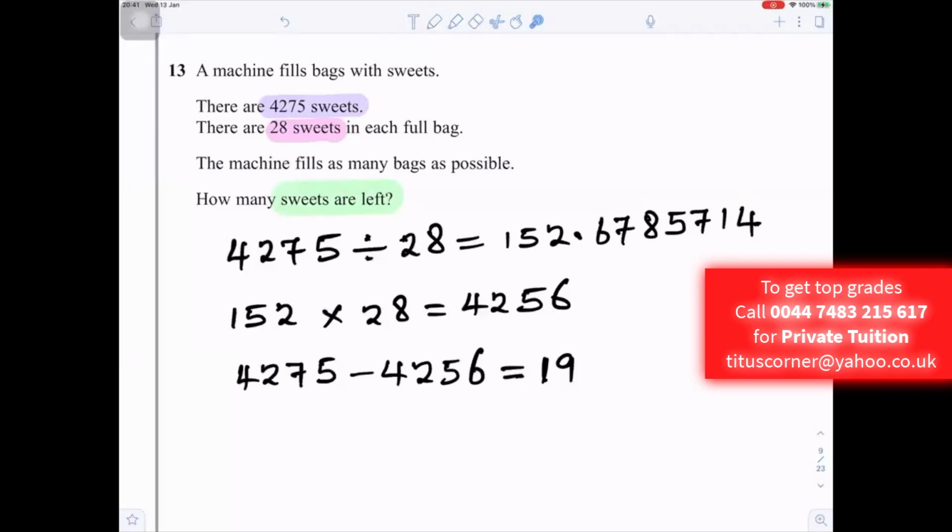Question number 13. A machine fills bags with sweets. There are 4,275 sweets. There are 28 sweets in each full bag. The machine fills as many bags as possible. How many sweets are left? So we want to do 4,275 divided by 28. That gives us 152.67. Another way is to do 152 times 28. It gives you 4256. And 4275 minus 4256 gives you 19. So there are 19 sweets which are left.